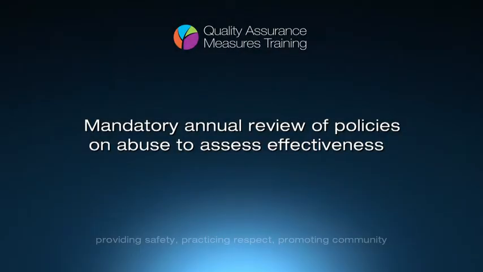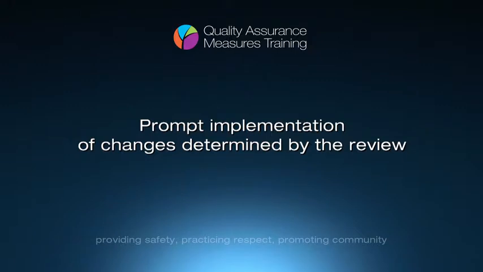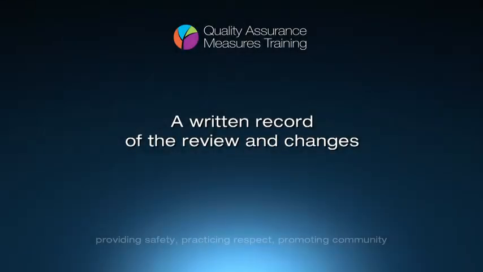A mandatory annual review must be conducted of the policies and procedures on abuse to assess their effectiveness. An assessment of the policies and procedures is required to prevent occurrences of abuse. You must promptly update and implement the changes that are determined necessary as a result of the review. And a written record of the review and any changes must be maintained.